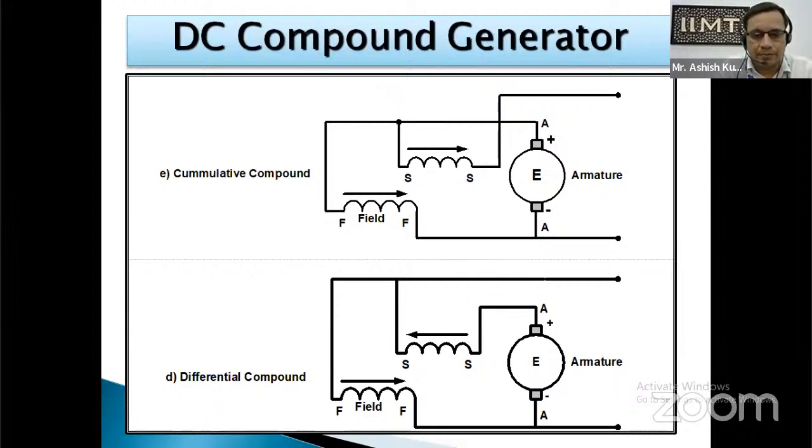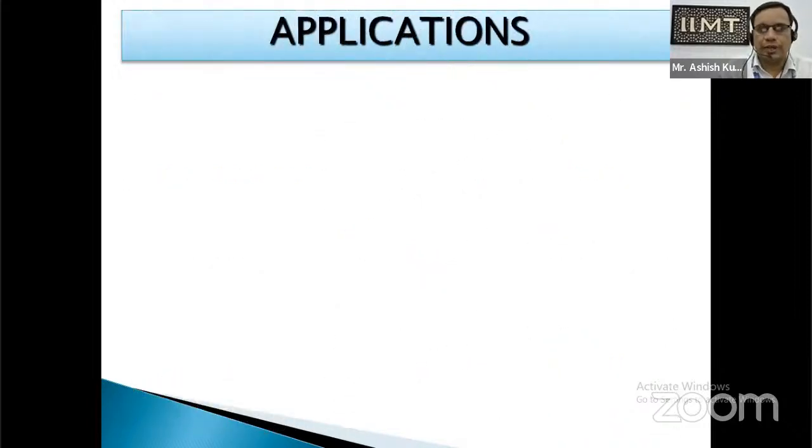While in a differential compound generator, the flux produced by the series field winding and shunt field winding are opposite to each other. So net flux is equal to the difference: the flux produced by the shunt field winding minus the flux produced by the series field winding. So in a differential compound generator, the net flux produced by the generator is reduced.